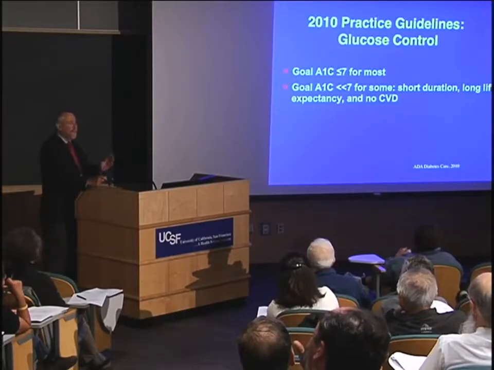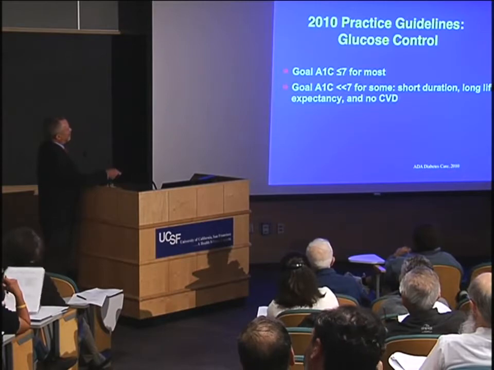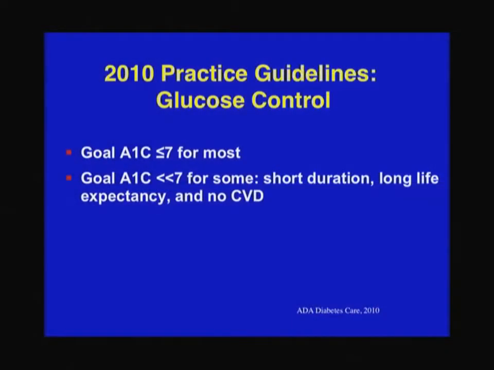And now, this year, the Diabetic Association has pushed back a little bit and said, hold off here. We don't have to push everyone down to normal. We don't have to make everyone crazy. But let's aim for 7. You can go tighter, less than 7, for some patients, certainly juvenile onset diabetics, and for those with short duration, long life expectancy, and no evidence of heart disease.